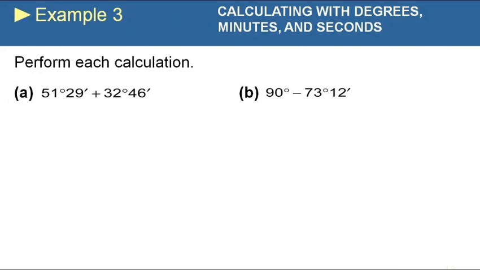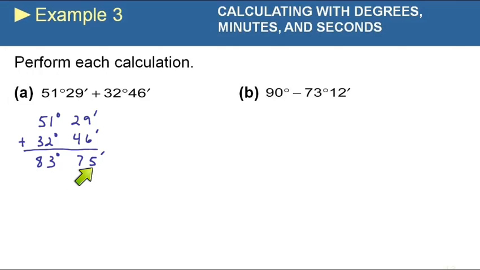So to perform calculations with these, your calculator will do it, but let's just run through it by hand. So 51 degrees and 29 minutes plus 32 degrees and 46 minutes. It's just like time. If you were adding minutes and hours, then you would have to say 29 plus 46 gives you 75 minutes. And then the degrees, 51 plus 32 is 83 degrees.